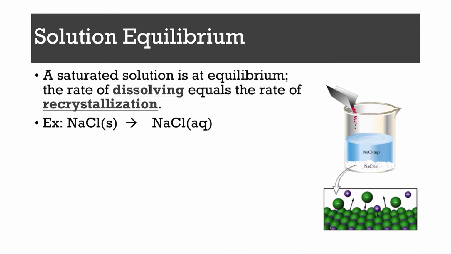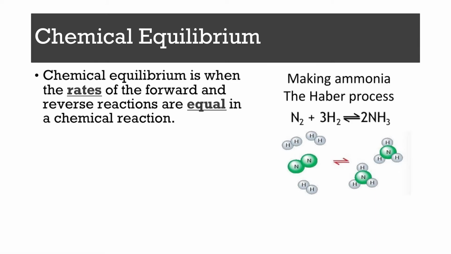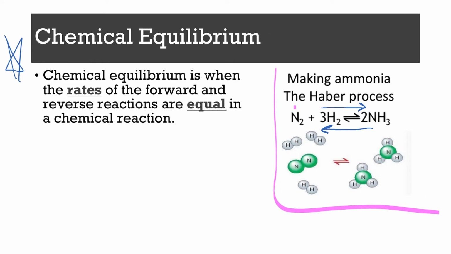Next, we have solution equilibrium. This is talking about the speed at which something dissolves being the same speed at which something recrystallizes. So dissolving and undissolving. This picture shows that there. Again, it's all about the rates being equal. And then we have chemical equilibrium, and this is the one we're going to focus on the most. The rate of the forward reaction is equal to the rate of the reverse reaction. In this Haber process example, you use N2 and H2 to make NH3, but you're also using NH3 to make N2 and H2. The speed at which NH3 is made is the same as the speed at which N2 and H2 are being made.